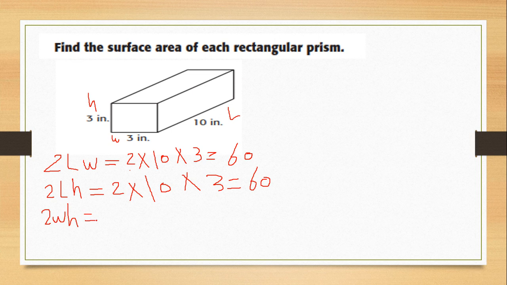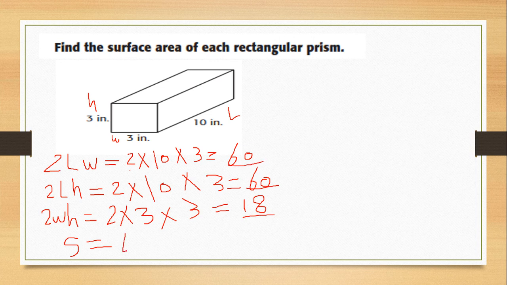Okay, that will equal what? That will be 2 times. The W here is 3, and the H here is also 3. So that's 2 times 3 times 3. Well, 2 times 3 is 6, and 6 times 3 equals 18. Now let's find the surface area of the rectangular prism. We will add the three numbers we have here. So that will be 60 plus 60 plus 18.